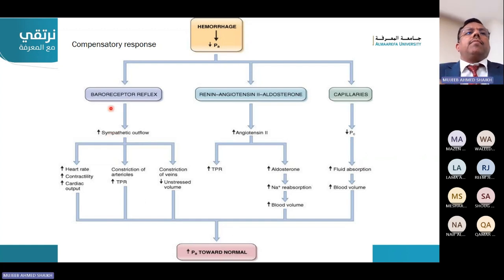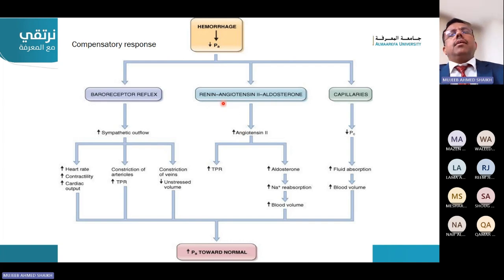How? Baroreceptors will cause increased sympathetic outflow here. They will lead to increased heart rate, increased contractility, and increased cardiac output. Similarly, on the peripheral side, because of increased sympathetic activity, there will be vasoconstriction. This will lead to increased total peripheral resistance. TPR is nothing but total peripheral resistance. And constriction of veins also occurs. Arterioles will cause TPR increase. Veins will push the blood towards the heart, so venous return will increase.